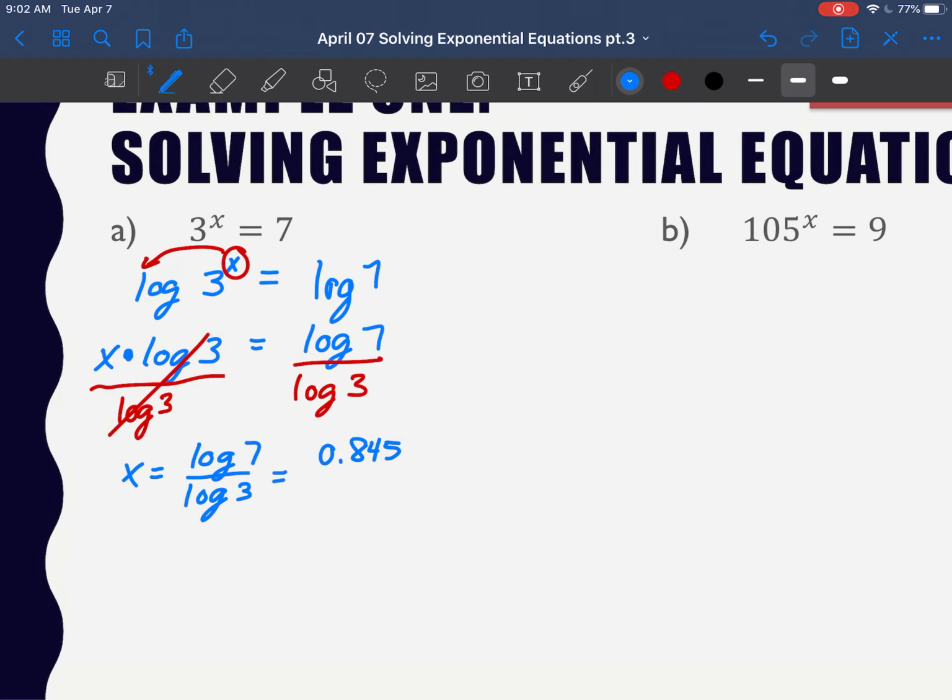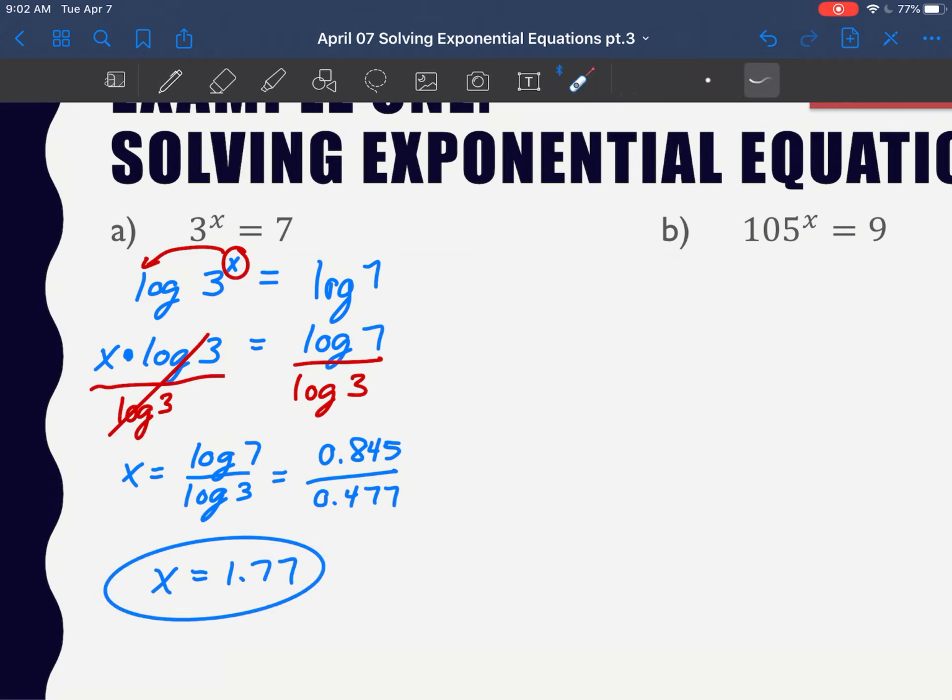So 0.845, and then log 3 is going to be 0.477. And then your last step, your final step is going to be to divide. So when you divide those two decimals, you get 1.77. So that's the answer there. So looking at this problem, 3 to the 1.77 power is what gives you the 7.